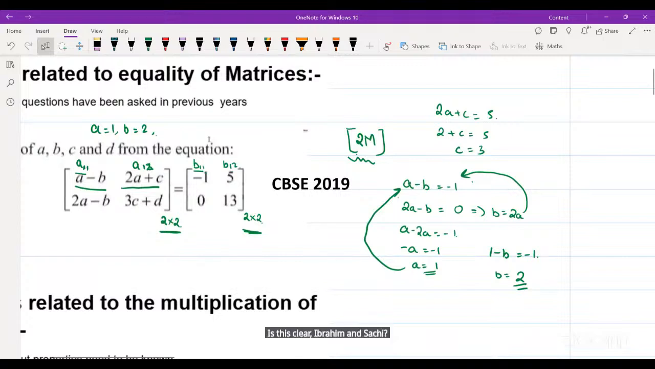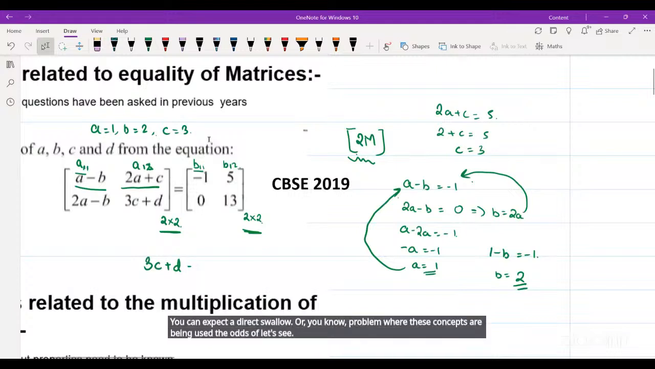Okay. See, the next very important topic, or you can say the next important pointer from where the question is being asked, is multiplication of matrices. From this you can expect a direct question or problem where these concepts are being used. So let's see. Two matrices.